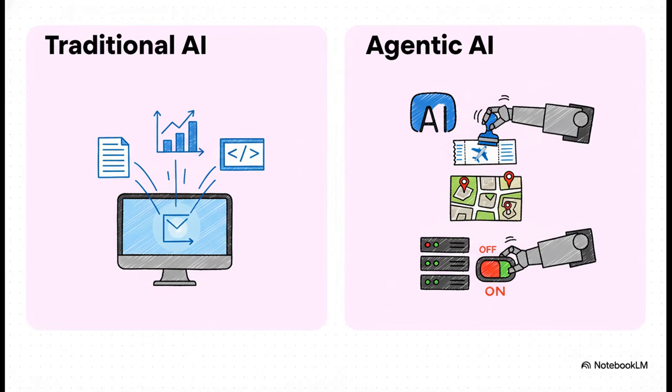Second, let's talk about output. The output of a traditional model is basically an information artifact. Text, some code, a summary. The output of an agent, though, is a state change in an external system. We're talking about a database write, a financial transaction, maybe even a CI/CD pipeline trigger. The key here is that the AI is directly manipulating other software or hardware. It's creating a real-world outcome.